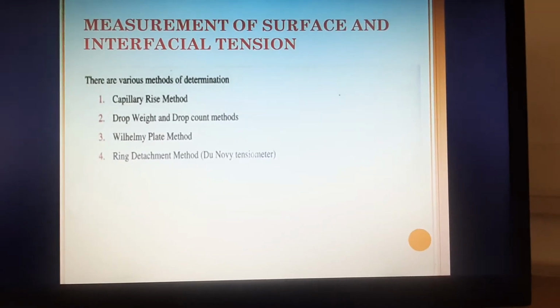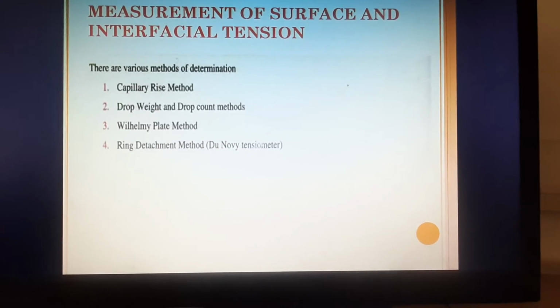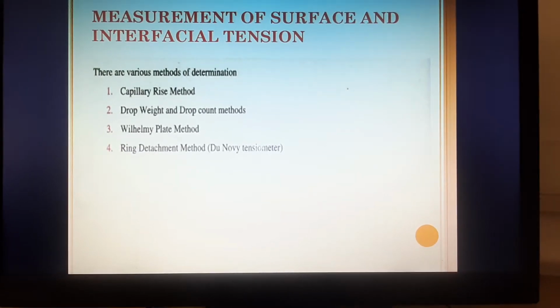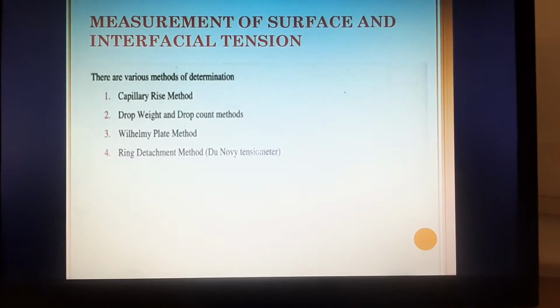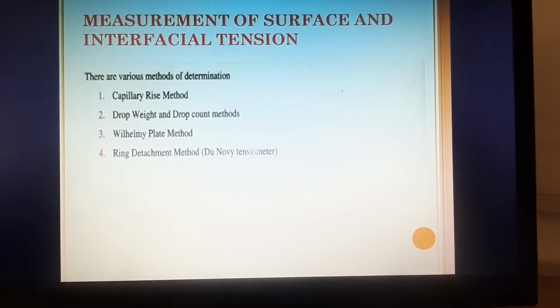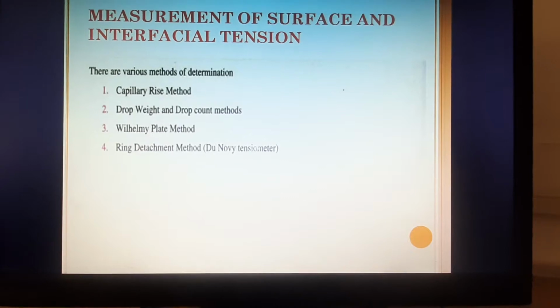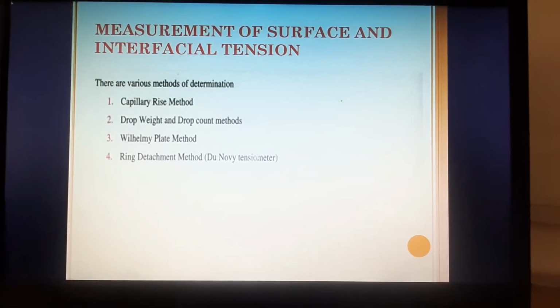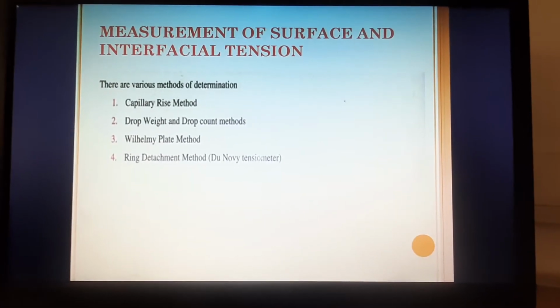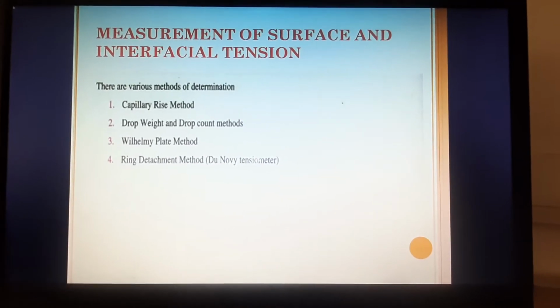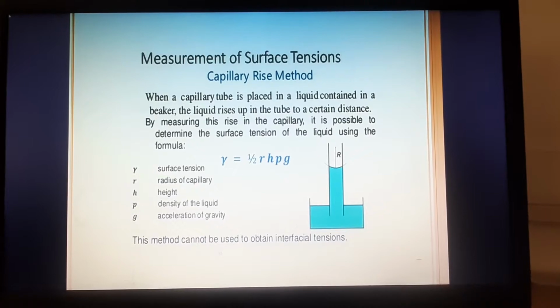These are: number 1 is the capillary rise method, number 2 the drop weight and drop count methods, then third is the Wilhelmy plate method, fourth is the ring detachment method or du Noüy tensiometer. These are the four methods for determination of surface and interfacial tension. Now we will discuss each method.